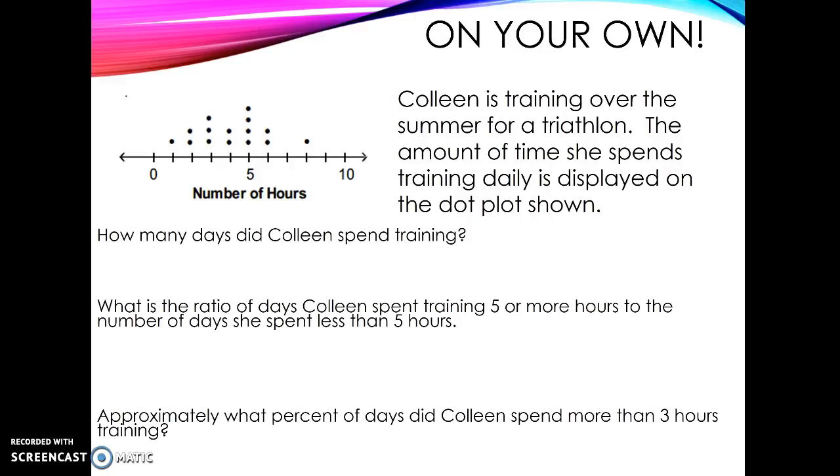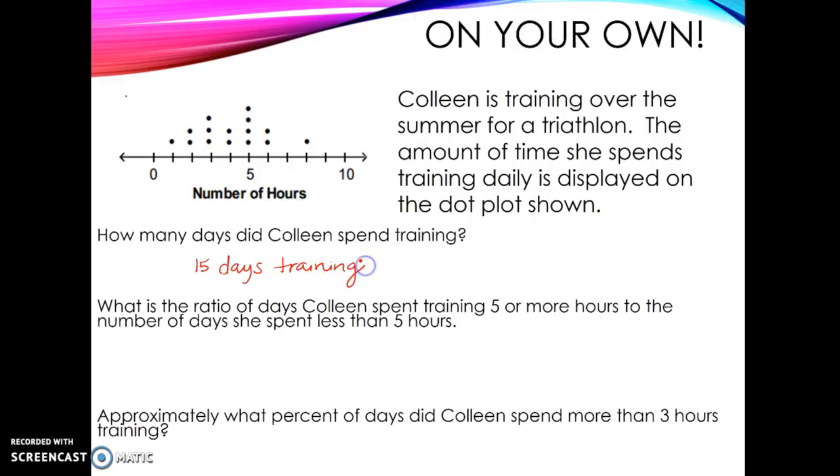All right, so next, give this one a try. Colleen's training over the summer for a triathlon. The amount of time she spends training daily is displayed on the dot plot. So how many days did she spend training? So if you look at it, it's number of hours for each day. So how many days is how many dots? Good. So 1, 2, 3, 4, 5, 6, 7, 8, 9, 10, 11, 12, 13, 14, 15. So 15 days training. Colleen spent 15 days training.